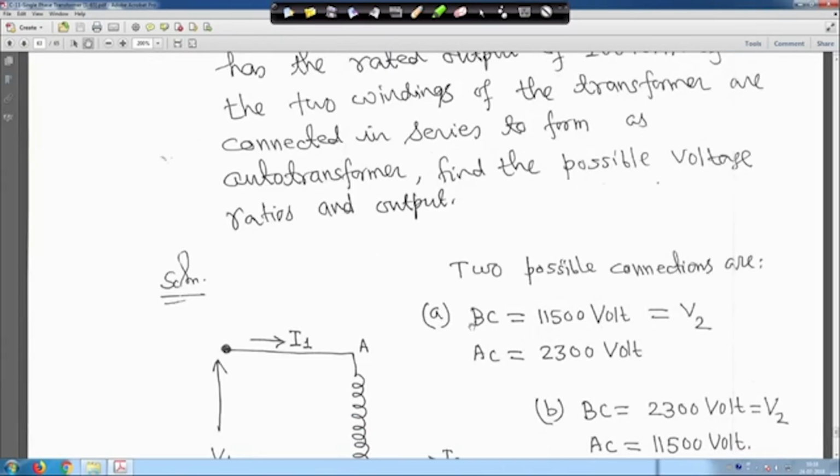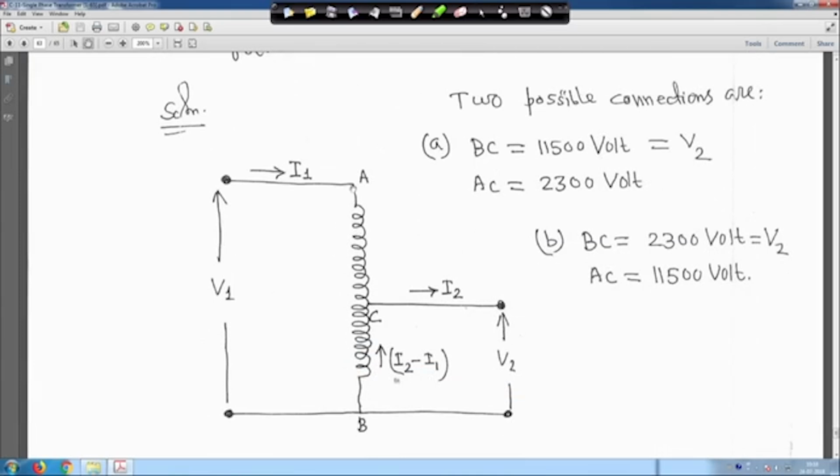Two possible connections are possible, right. Here it is the auto transformer, it is A, this part is B, and this center here some part is C, right. So, same as before, this current is I1, the upward direction is I2 minus I1, and this is the current going to the load, say I2. Now, the BC portion, say if it is 11,500 volt, say this is my V2, this is the BC portion. BC is equal to V2, that is 2300 volt, and AC, that is A to C, it is 11,500 volt, right, if we think of it as a two winding transformer. So, BC is this much, 11,500 volt, and AC you have taken 2300 volt.